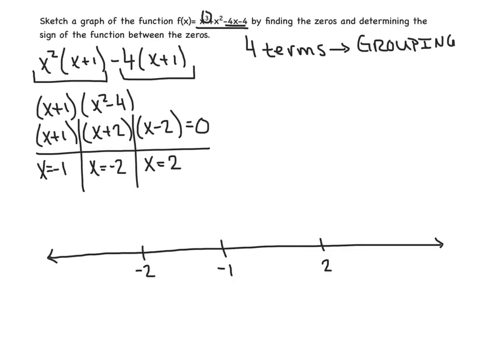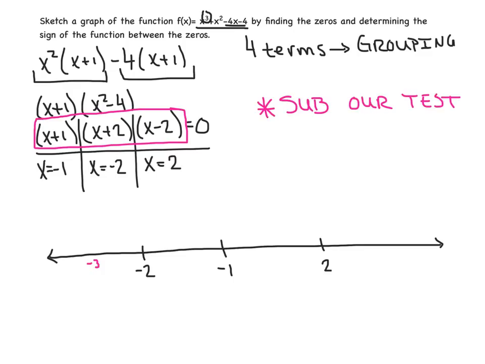And I'm going to test each interval. For the first one, I'm going to use negative 3 as my test point. What I'm going to do is plug it back into the factored form. And I think that's worth making a very special note in our notebook, that we're going to substitute our test points into the factored form of the equation.